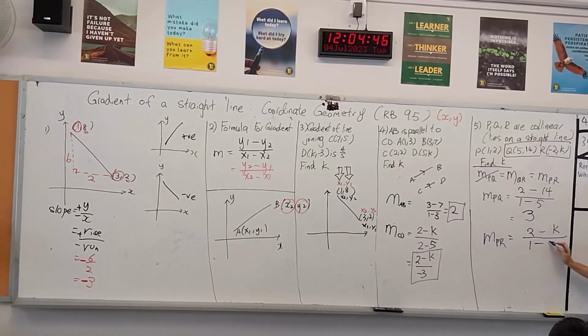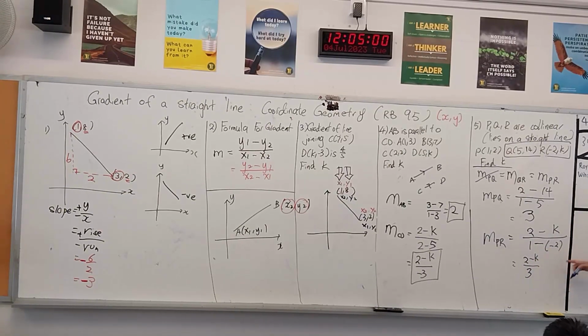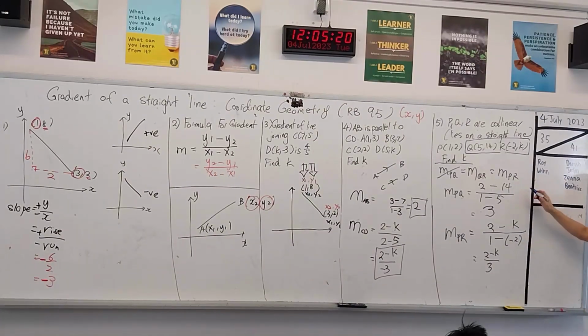Minus bracket negative 2. Now unfortunately you cannot use the calculator for the top part. The top part will be 2 minus k. Can you use the calculator? What is at the bottom? Answer is 3. So 2 minus k over 3 equals to 3. Collinear, right? They lie on the straight line.